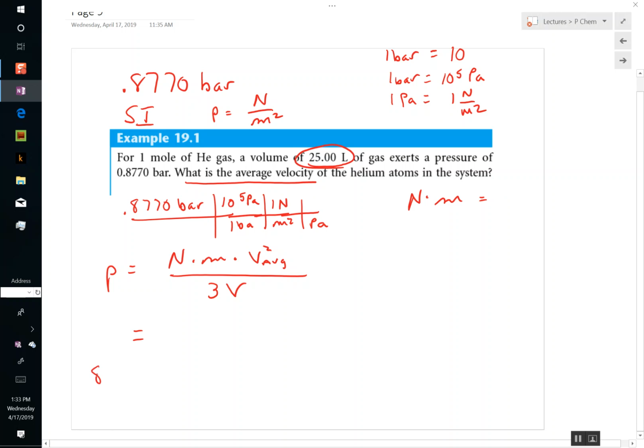So the pressure is 87,700 newtons per meter squared. So what's the mass of helium? That's 4.003, is that right? 4.003 grams, or 0.04003 kilograms per mole.